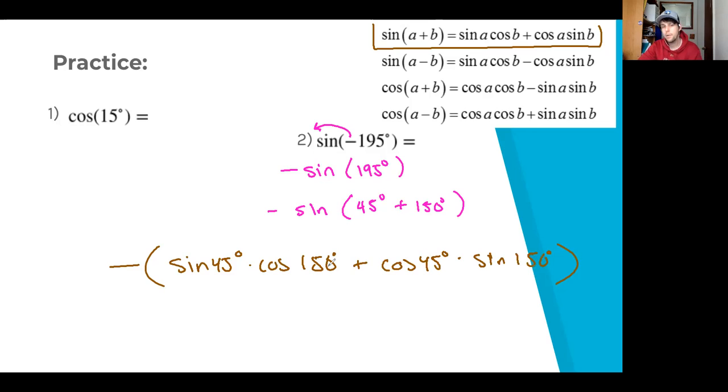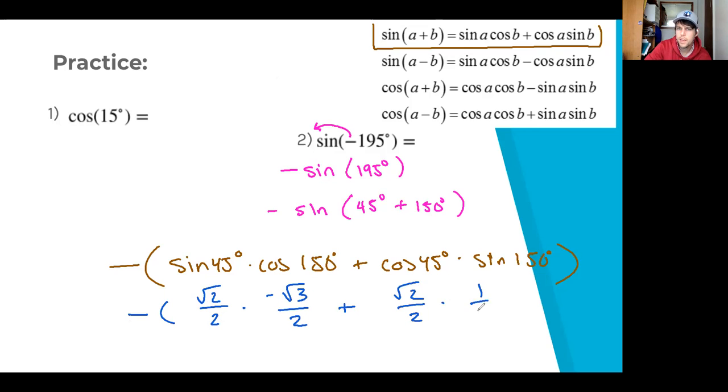And there we go. Now we just use our unit circle, find those numbers, kind of simplify things down. Still got this negative on the outside: sine 45, root 2 over 2. Cosine 150, that's negative square root 3 over 2. Cosine 45, root 2 over 2. Sine 150 is a half. Again, just getting these from the unit circle. I have them over here that I'm looking at, so let's multiply that out. We'll apply the negative at the end. We end up with negative root 6 over 4 plus root 2 over 4.